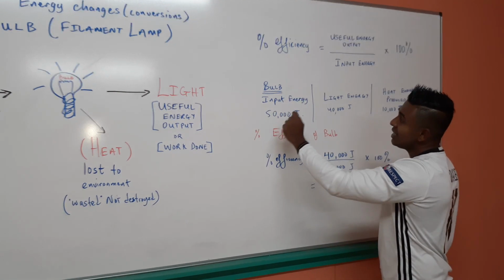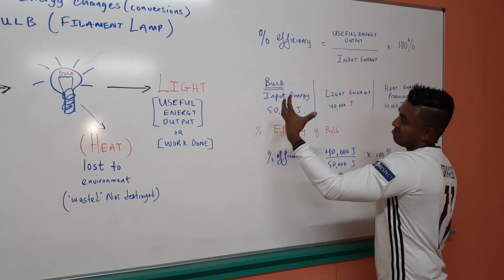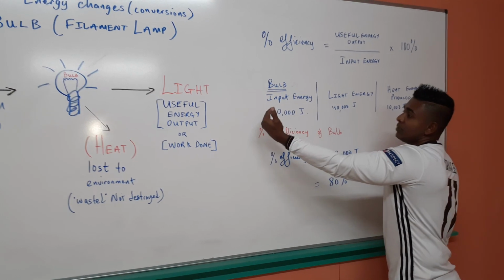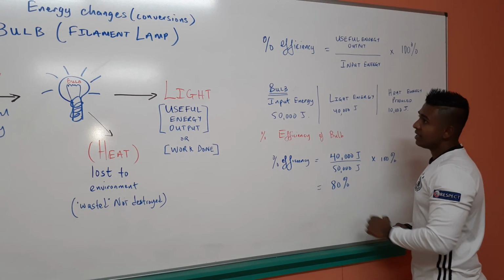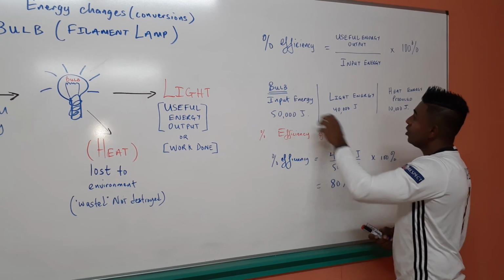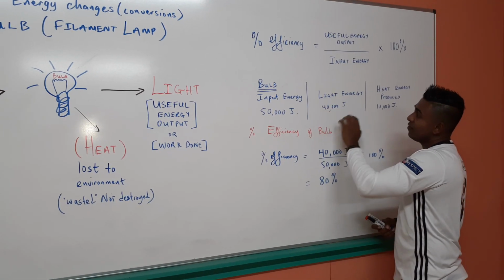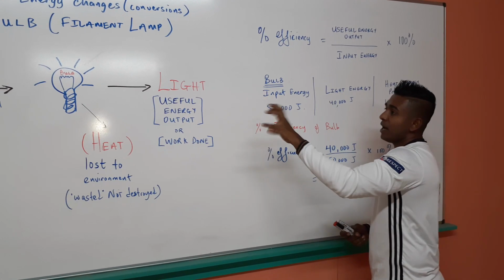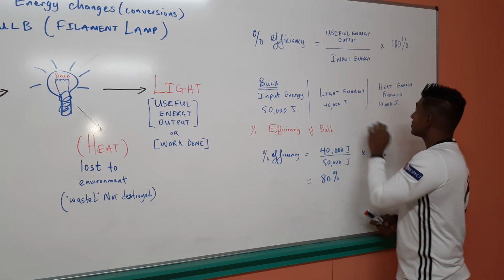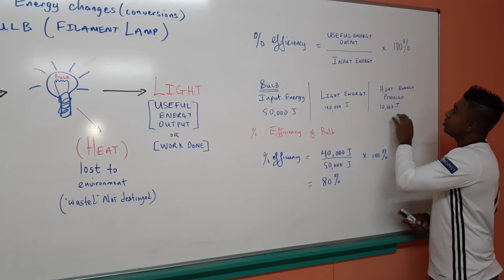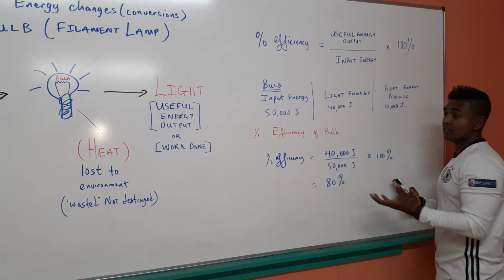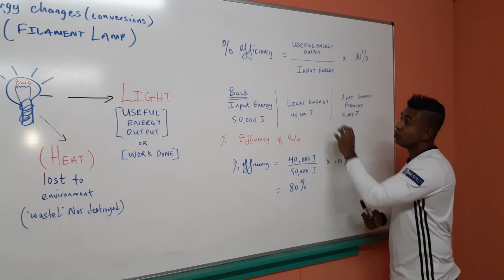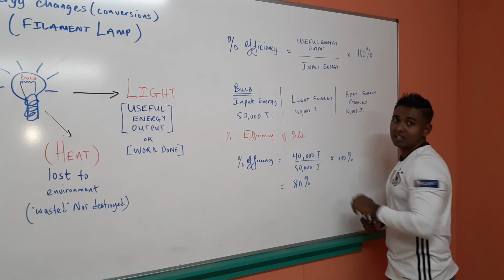Now, if this is very clear, let's take a look at a common example of a bulb. Let's say we have a bulb and 50,000 joules of electrical energy has been input into the bulb, right? And the bulb, of course, converts it into light energy. 40,000 joules of light energy has been produced by the bulb. And the bulb gets hot, so 10,000 joules of energy has been lost into the environment, right? So not all of the 50,000 joules was converted to light.